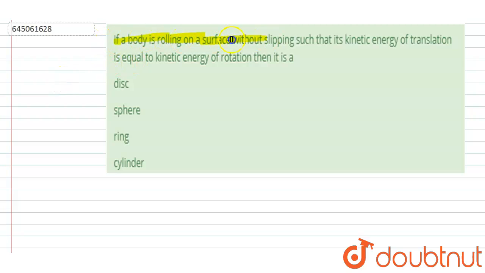Hello everyone. If a body is rolling on a surface without slipping such that kinetic energy of translation is equal to kinetic energy of rotation, then it is a.